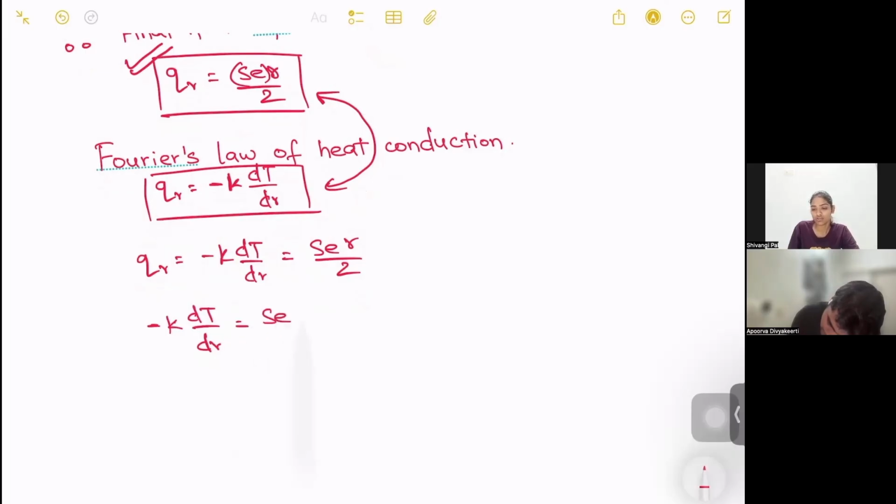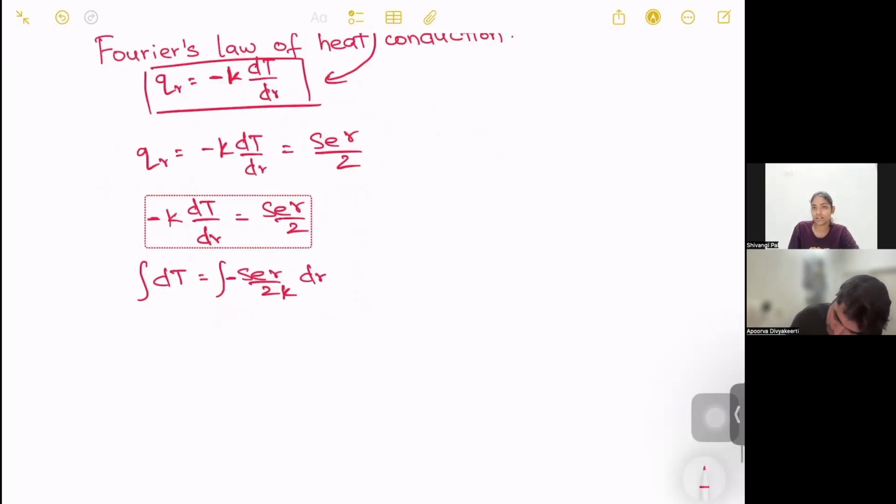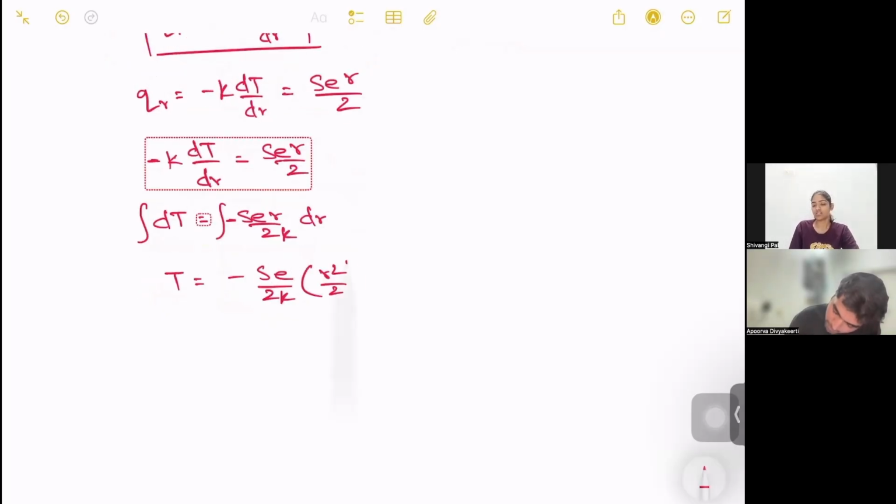So after rearranging, what we will get is dT equal to S_c r by 2 divided by k into dr. Now on integrating this term, we will get a temperature profile that will be T equal to minus S_c r square by 4k plus C2. C2 is our another constant.